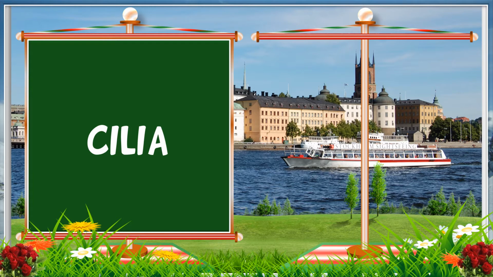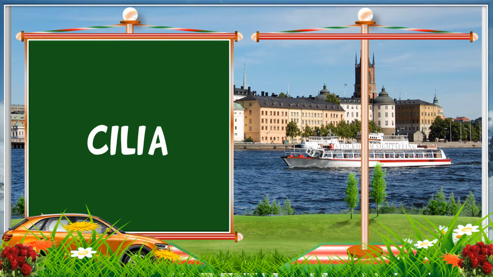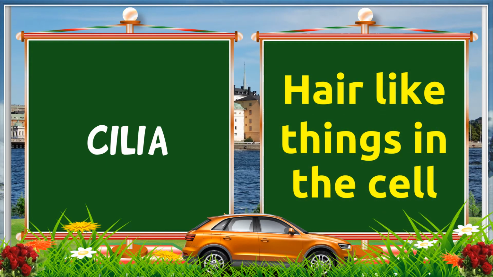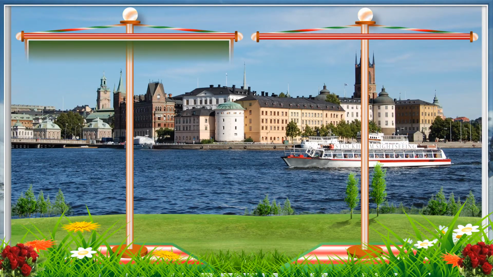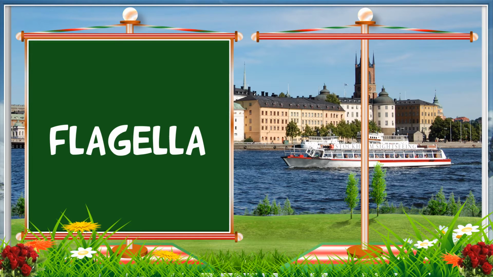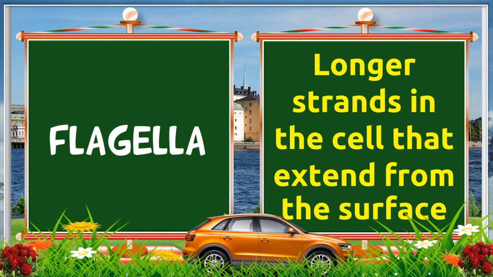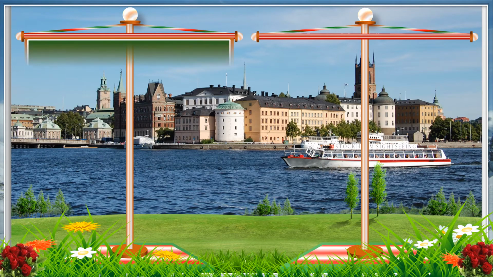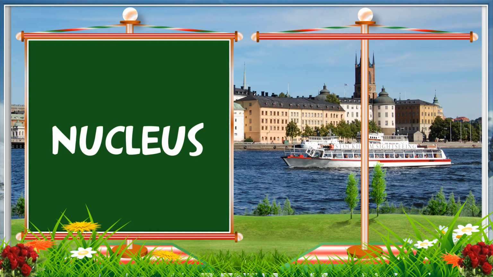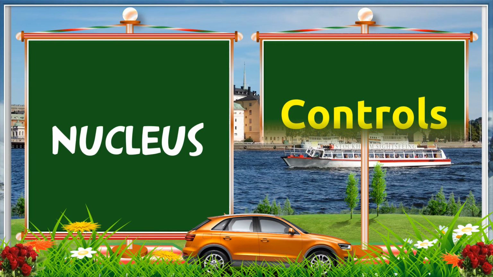Cilia: hair-like things in the cell. Flagella: longer strands in the cell that extend from the surface. Nucleus: controls the cell.